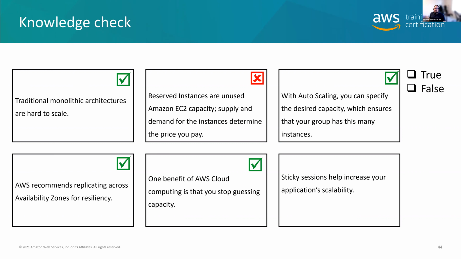Can anyone name any of the other official benefits of cloud computing according to AWS? Data centers, capital expense versus variable. That's exactly right. Good.